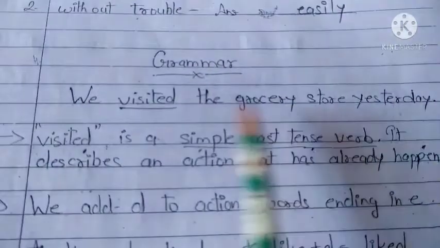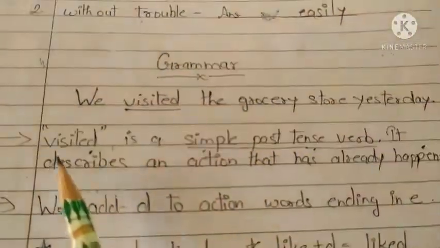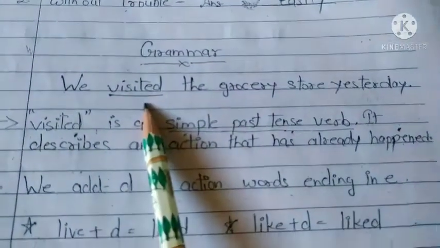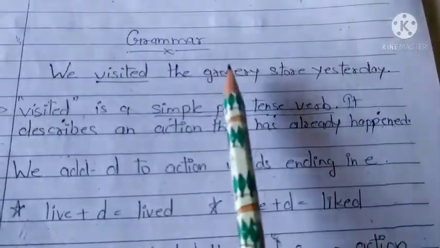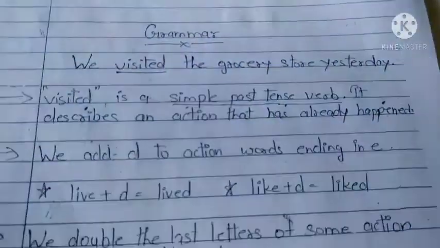In this sentence, we visited the grocery store yesterday. Visited. In this sentence, the visited is a simple past tense verb. It describes an action that has already happened. It means काम हो चुका है.